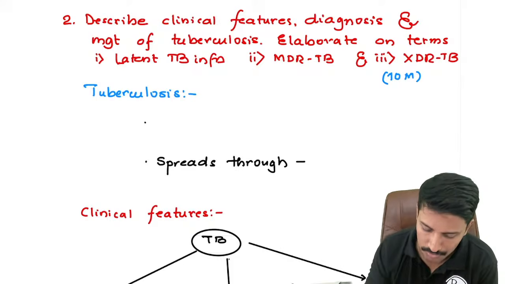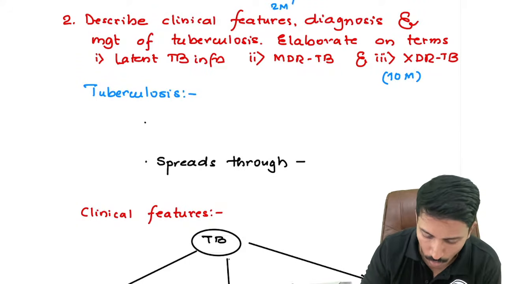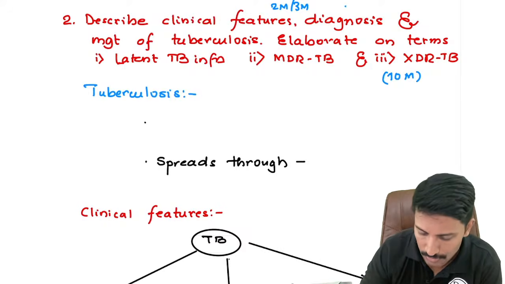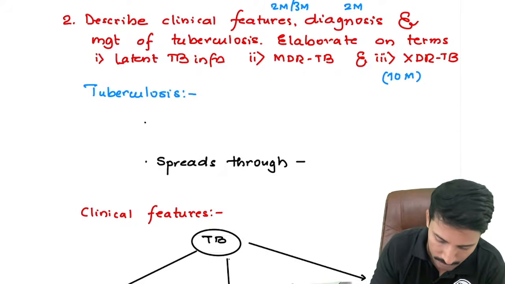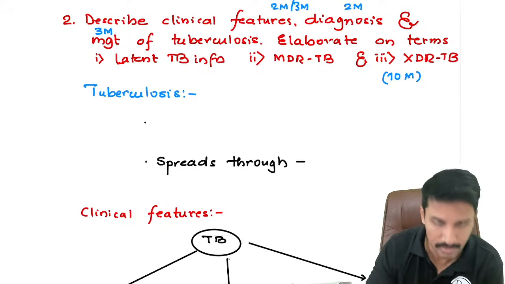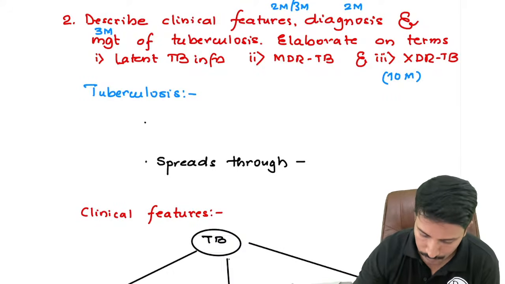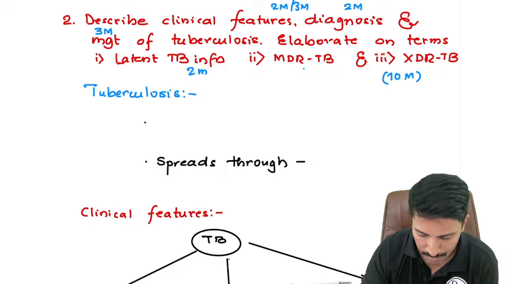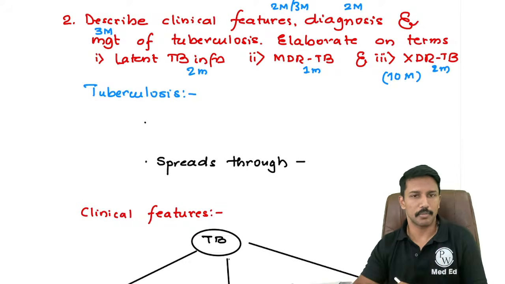Okay. So if it is a 10-mark question, the clinical features will carry 2 marks or 3 marks depending on relative weightage given to the other parts. 2 marks for the diagnosis. Management will carry 3 marks, because in the management we have to mention the regimens. And then the terms like latent TB infection should be given 2 marks, MDR TB definition 1 mark, and XDR TB definition 1 or 2 marks. So that is roughly a 10-mark question.